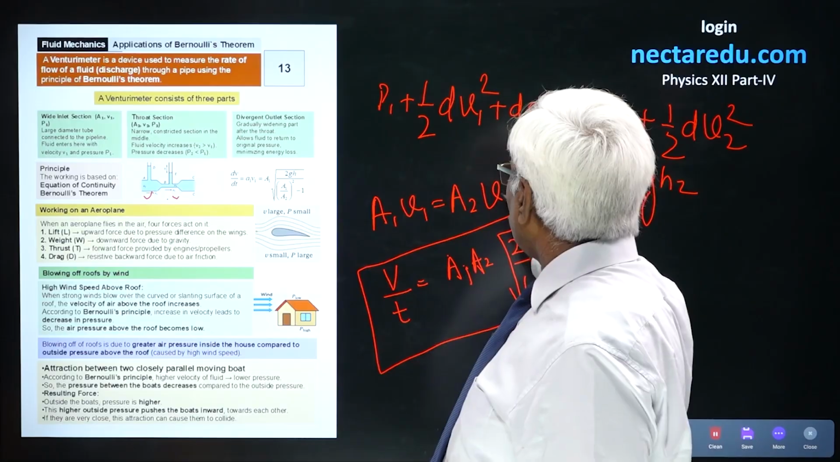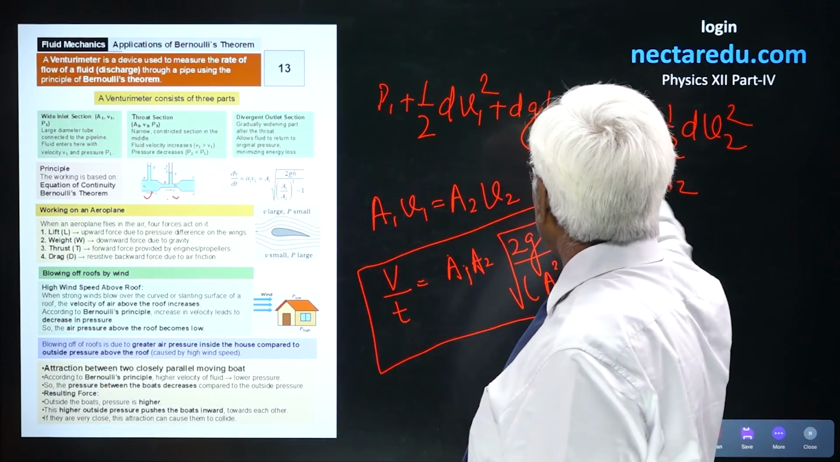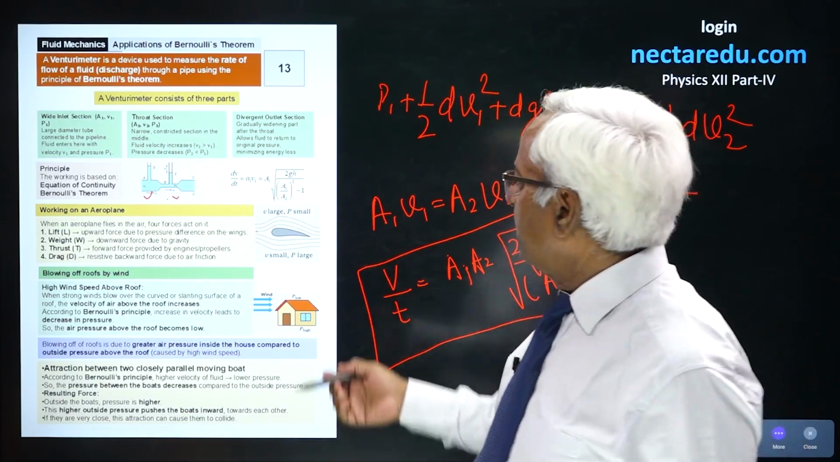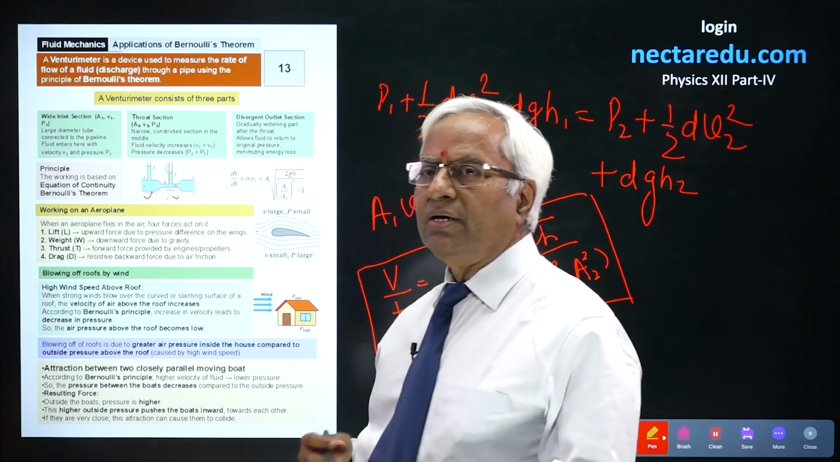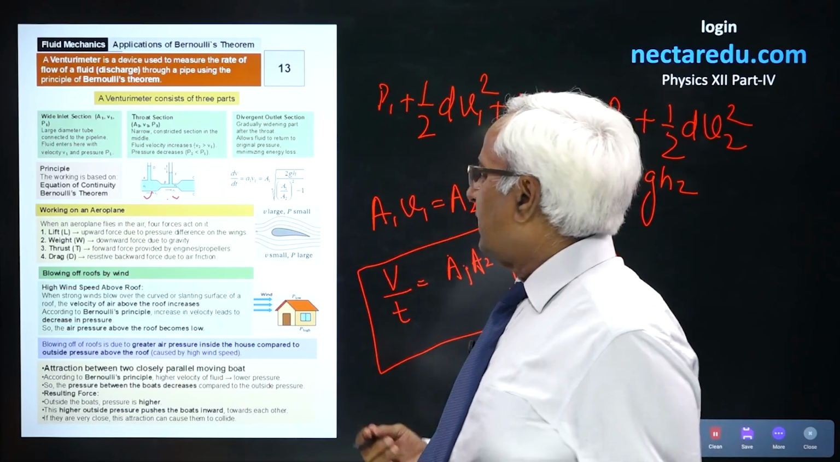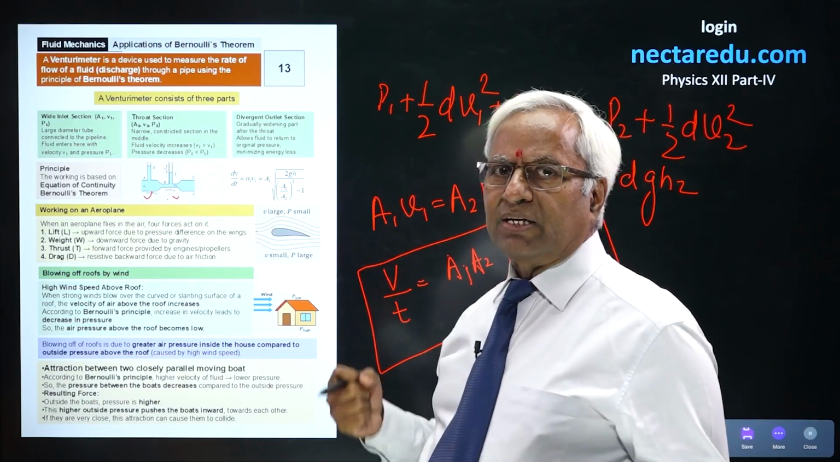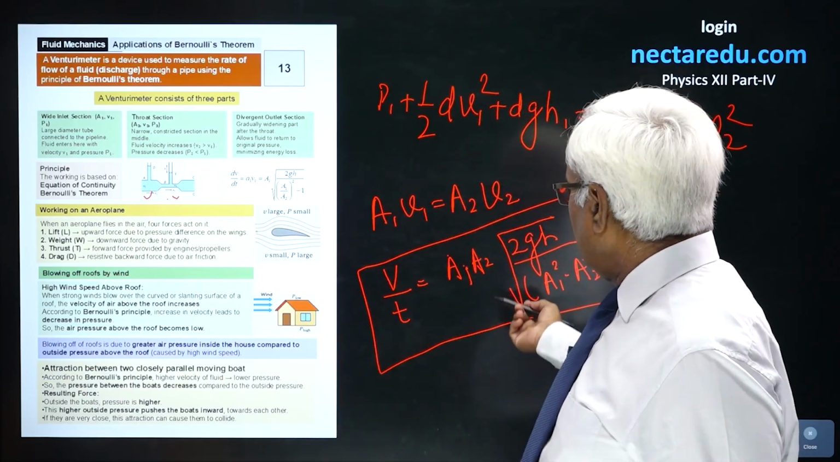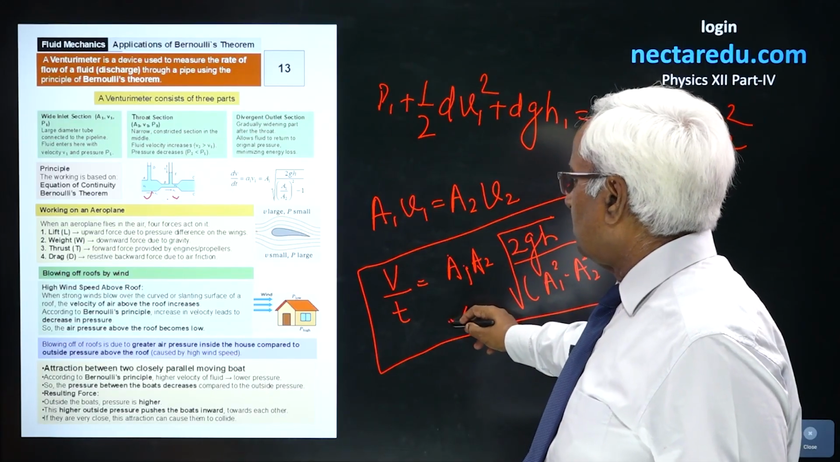So, use two equations only: Bernoulli's theorem at the two points, wider and narrower, and similarly the equation of continuity. This is the combined application of both the theorems. The final result is this one.